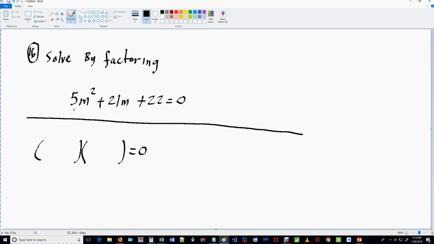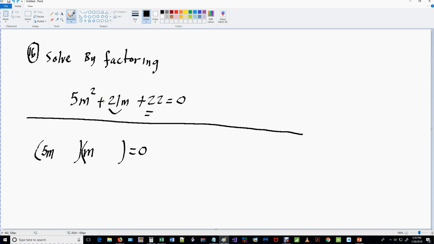factors, because this is 5m squared. The first term is 5m squared. So the first term will have 5m, and then the second term will start with m, and that will give you the 5m squared. Now, the 22, don't worry about the 21m right now, but take a look at the 22. The 22 is the product of two numbers. Now, we are missing those two numbers here and here, and when you multiply those two numbers, you should get 22. And there's actually only two factors of 22, 2 and 11.